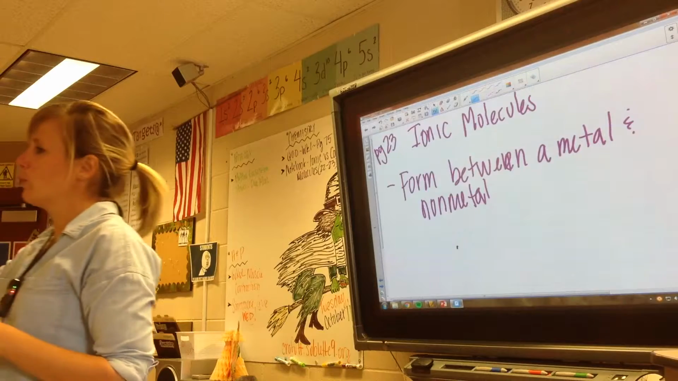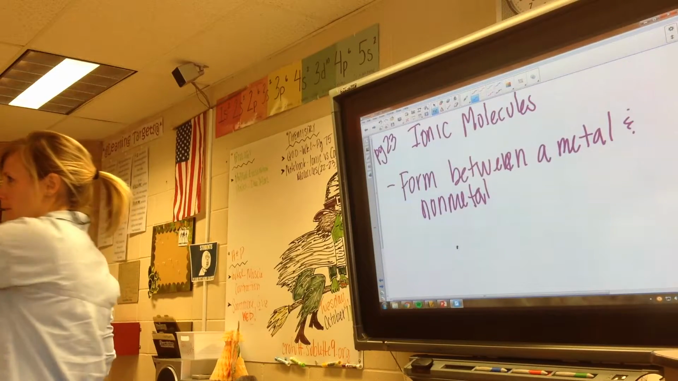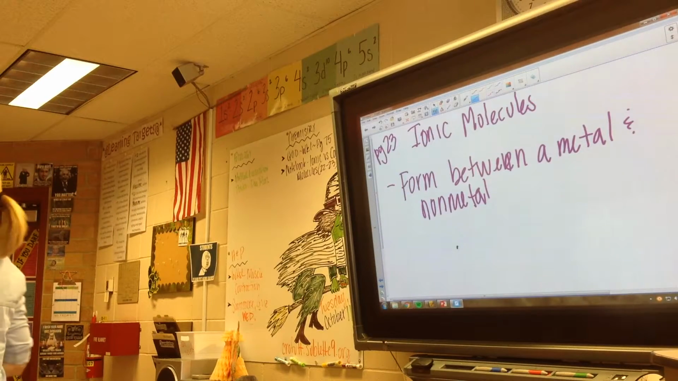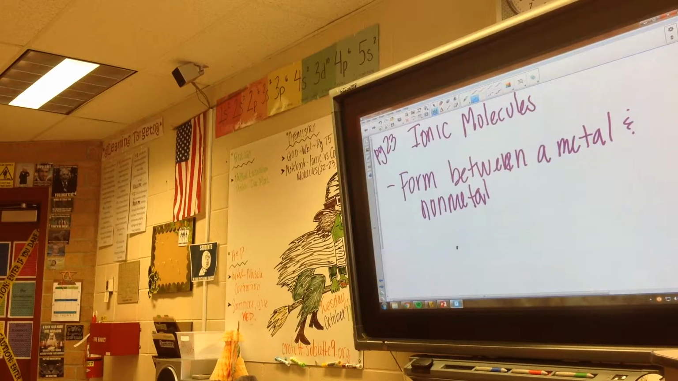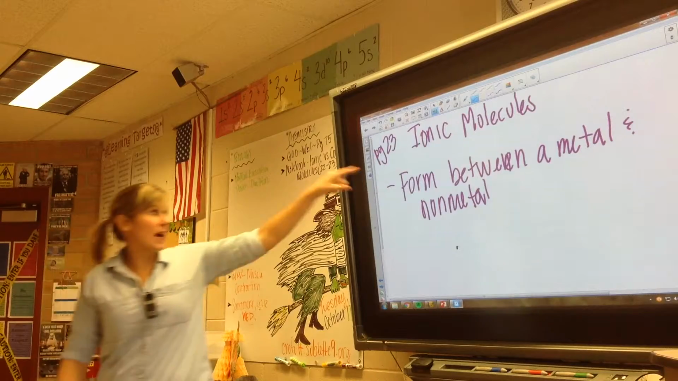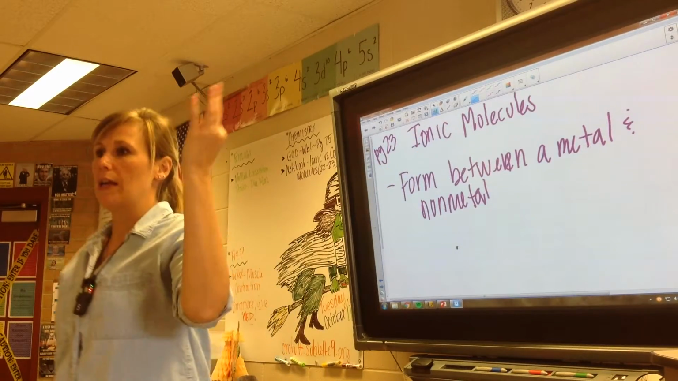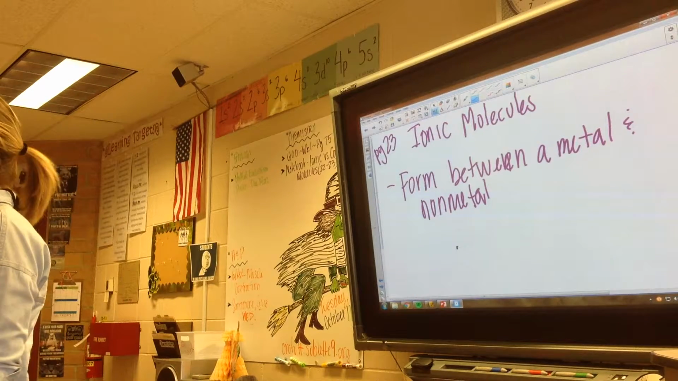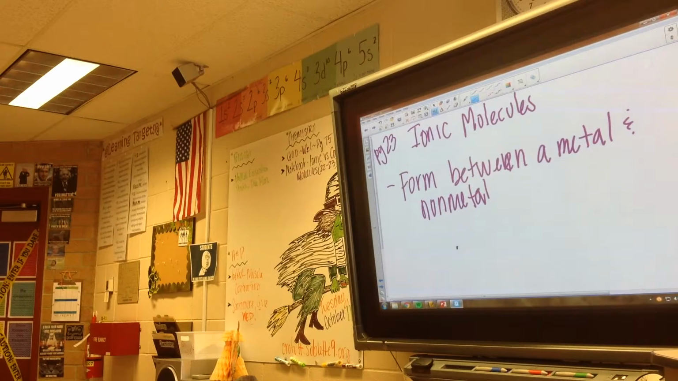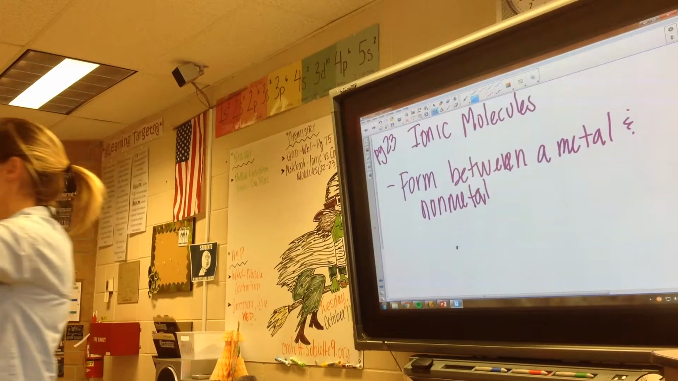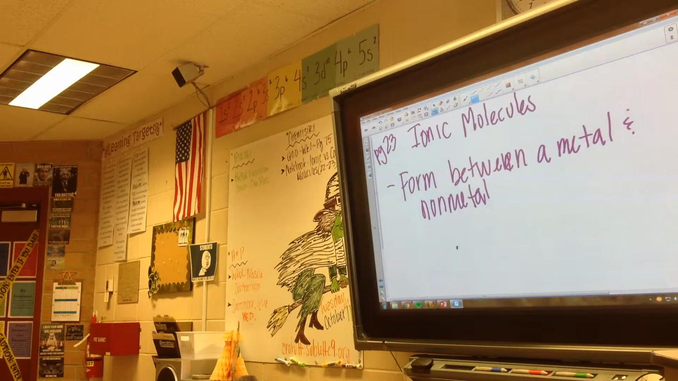No, because with covalent, we don't form ions. Right, metals are always going to form a positive and a non-metal is always going to form a negative. Good. Okay, so that's why we have it between a metal and a non-metal. A metal will lose its valence electrons and create a positive ion. A non-metal will always gain an electron to form a negative ion. Now we have a positive and a negative. They're going to attract to each other.